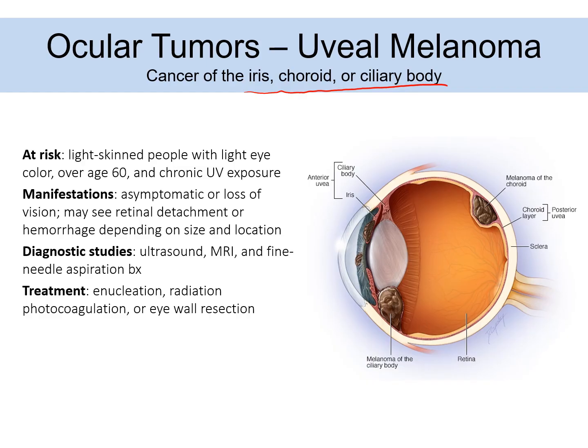So similarly to just any skin cancer, melanoma, those at risk are going to be light-skinned people with light eye color, over the age of 60, and who have chronic UV exposure, aka people who spend a lot of time in the sun and they don't protect their eyes.